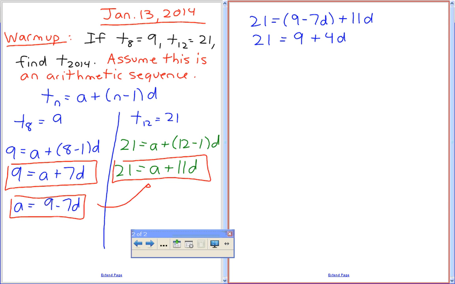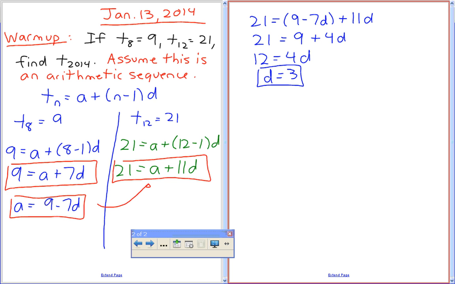What is that? I can't do math. I had 12. Thank you. Oh my goodness, I'm tired. d equals 3. I can't do 21 minus 9. Ugh. Okay, d equals 3. We're looking good, but not yet great. How does that help me in this question?